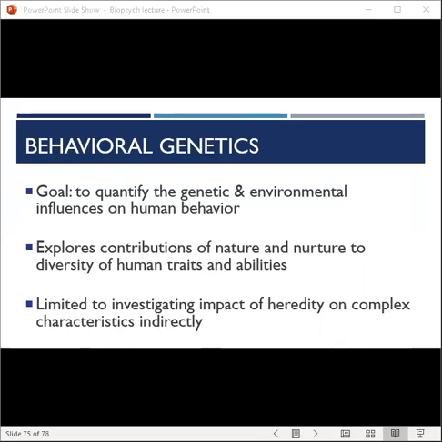Among the interesting questions to be asked now are, how do genes and environments work together to influence behaviors? And what specific genes might be responsible for various types of behaviors? And what's their mechanism of action?